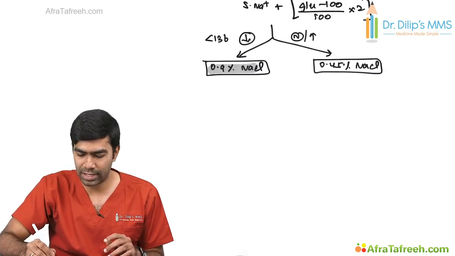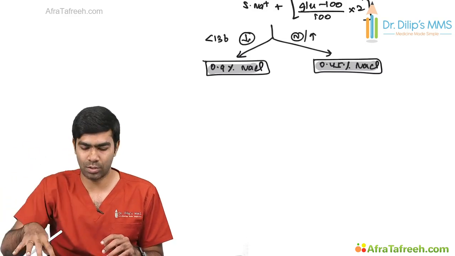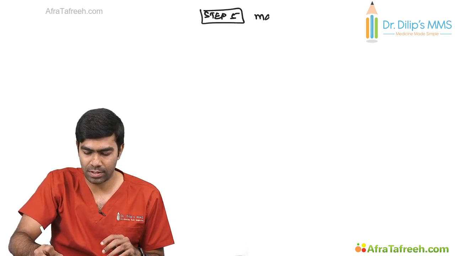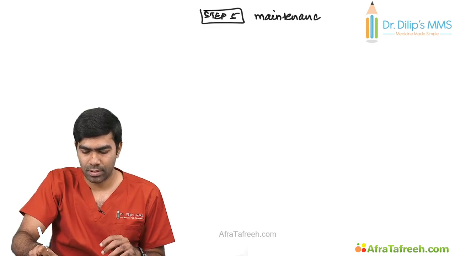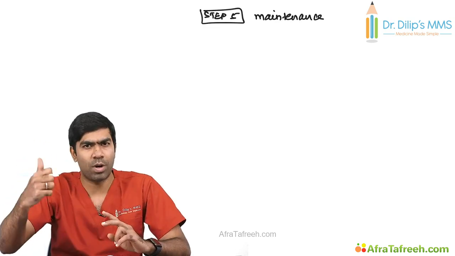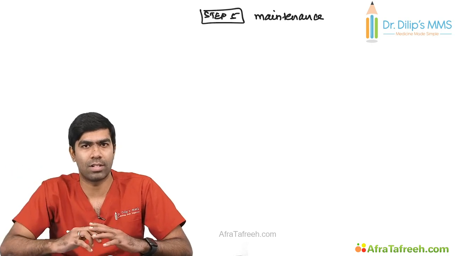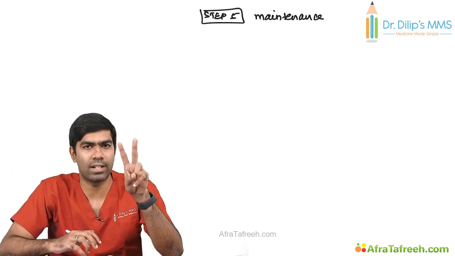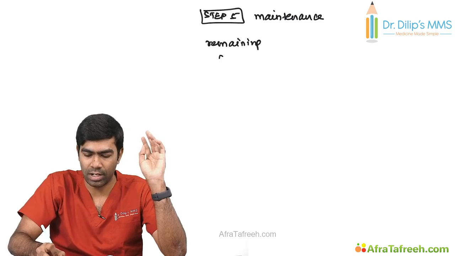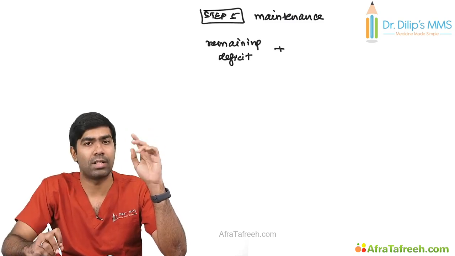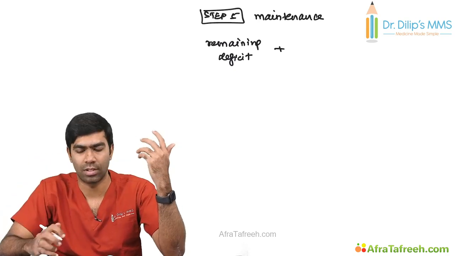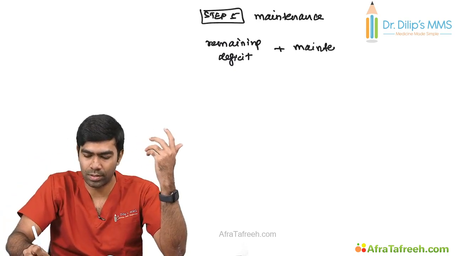Once I have selected my fluid of choice based on the corrected sodium, I can enter step 5, which is the maintenance phase. During the maintenance phase, there are 2 things you have to address, because I have given only 1.5 liters out of 4 liters in the fluid resuscitation phase, which means the remaining 2.5 liters of deficit I have not addressed. So during this phase, I have to give the remaining deficit that is there in the body, plus at the same time, I have to give the fluids needed for my day-to-day bodily functions. That is what we refer to as maintenance fluid.